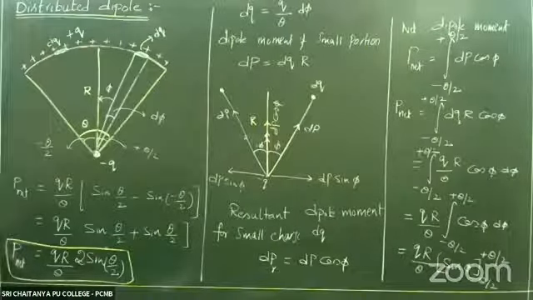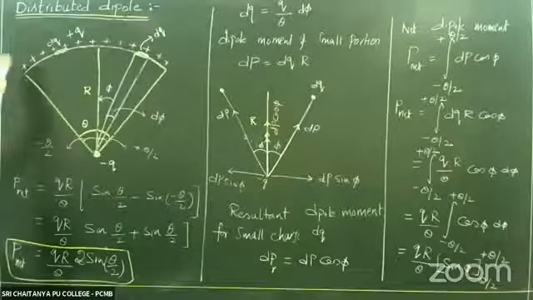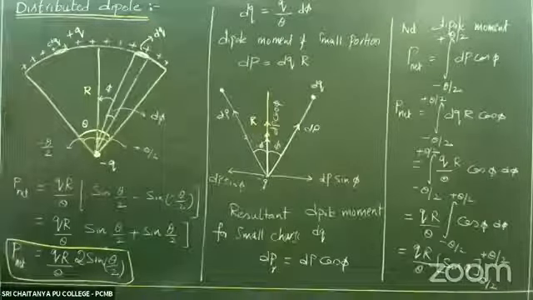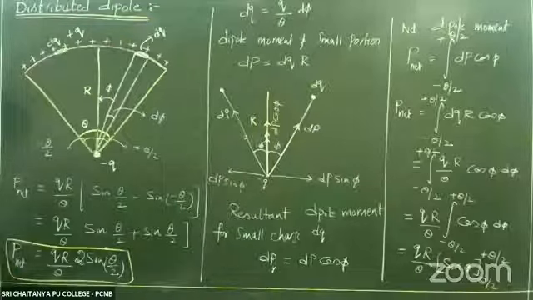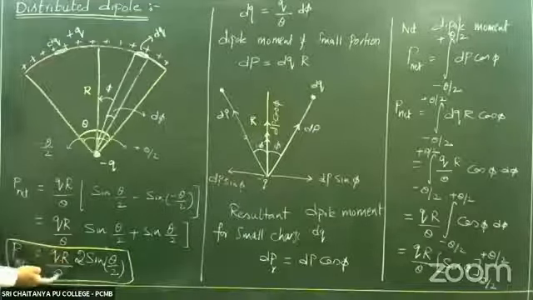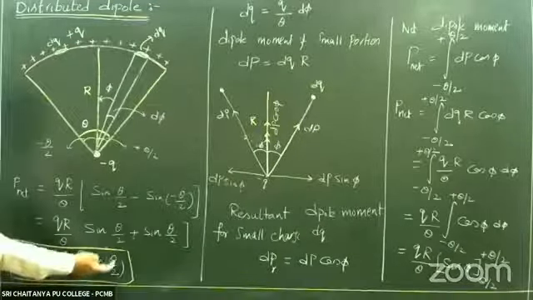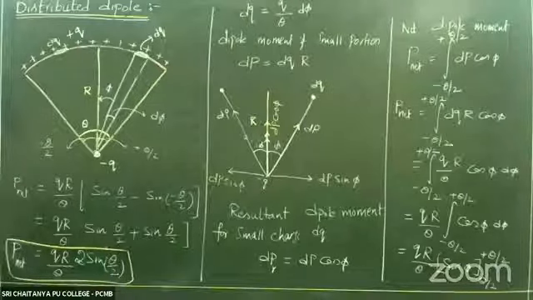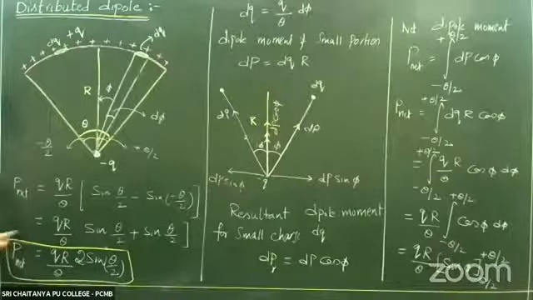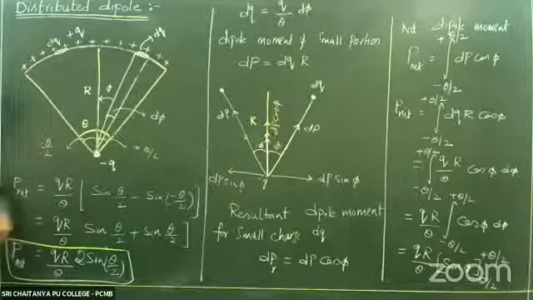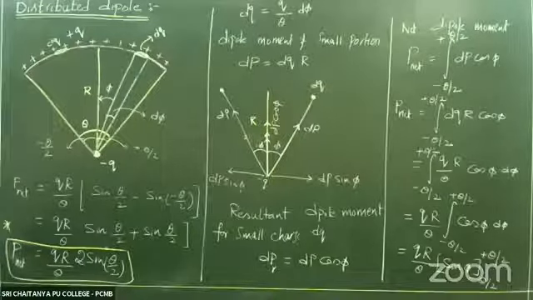So first, for entrance point, you remember this formula. Wherever you find a distributed dipole, what is the dipole moment? QR by theta, 2 sin theta by 2. This formula is to be remembered. Very important for entrance. Right? Come on, take a screenshot or note down.